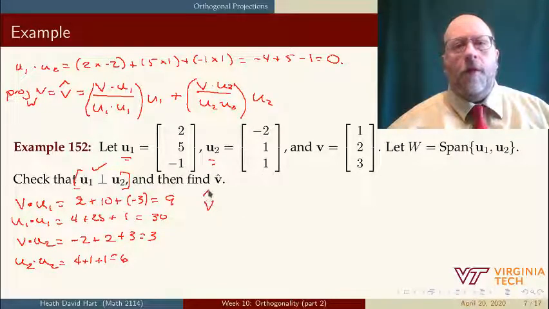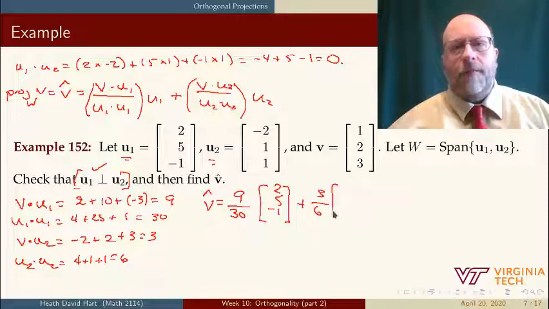And so the projection of v onto w, or v with this pointy hat, is this dot product over this dot product, 9/30 times u1 plus 3/6 times this vector.